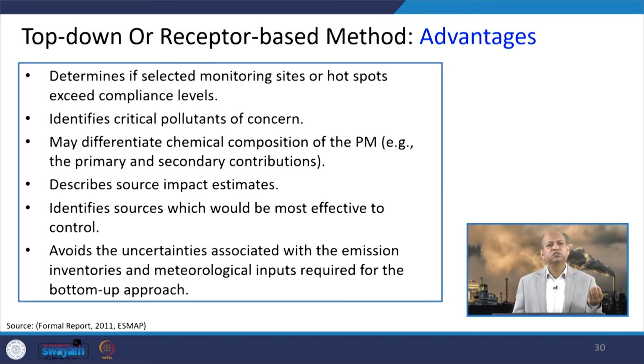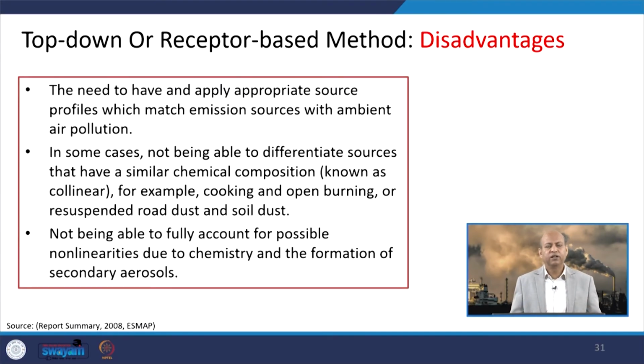It helps in identification of sources with respect to the most effective controlling technique, because when we know the dominating source we can judge what kind of technology we can use to control that particular source. It can also avoid some uncertainties which are quite part of the emission inventory based modeling or the bottom up approach. So, that kind of uncertainty can be reduced and it is much simpler and much more cost effective in terms of resources and skilled manpower.